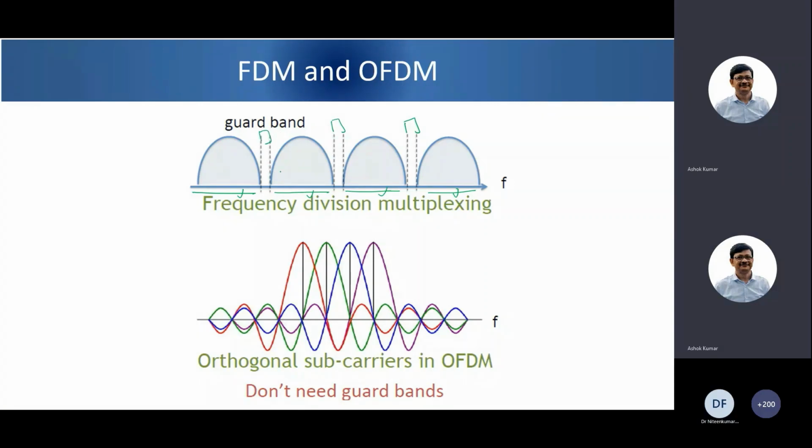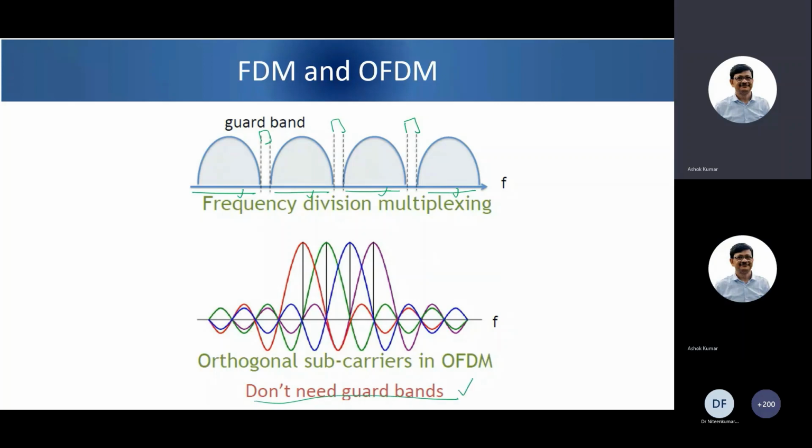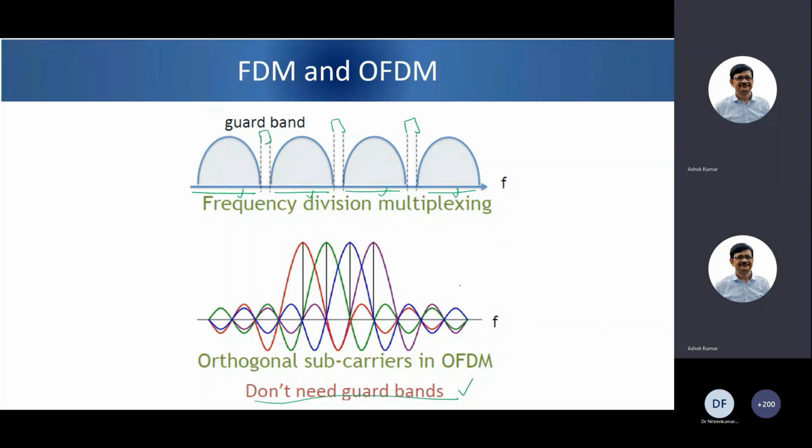In the case of orthogonal frequency division multiplexing, since my signals are divided into subcarriers and the subcarriers are orthogonal, I don't need a guard band. So orthogonal frequency division multiplexing utilizes the spectrum in a much better way compared to FDM. And since these are divided into small subcarriers, the propagation properties also improve compared to using a larger frequency.